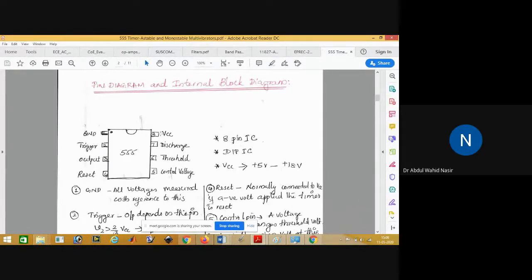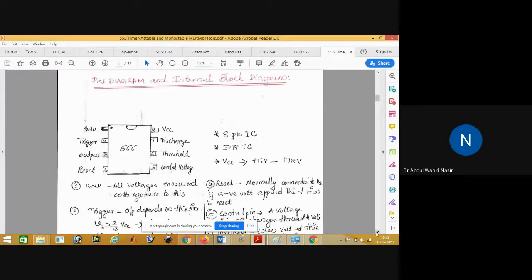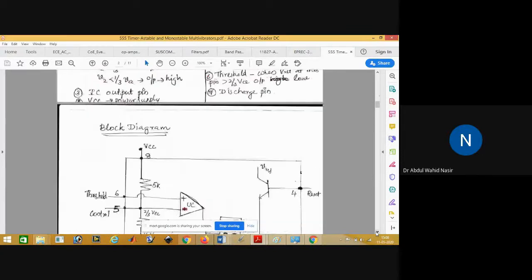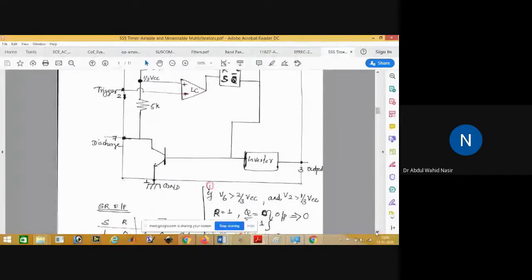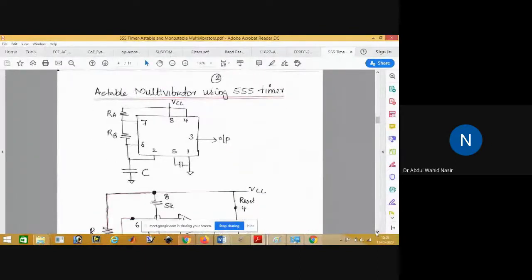What is the significance of all these pins? Already we have seen. Now, what external components do we have to add to make this timer work as an astable multivibrator? That also we saw in the last class. So this is the circuit diagram. Already explained to you in the last class: astable and monostable multivibrator.